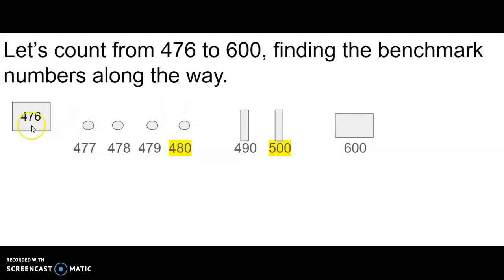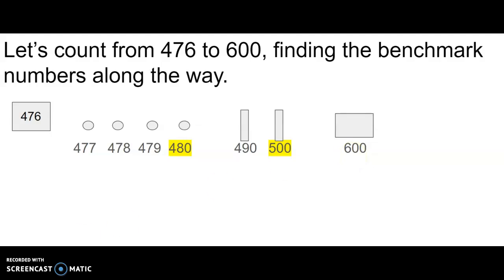So we started at 476. If you didn't count with me the first time, count with me this time. 477, 478, 479, 480. Then I count my tens. 490, 500. I add on a hundreds block, I get 600.